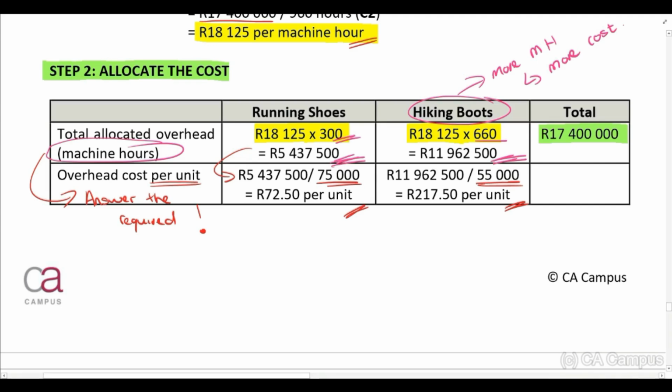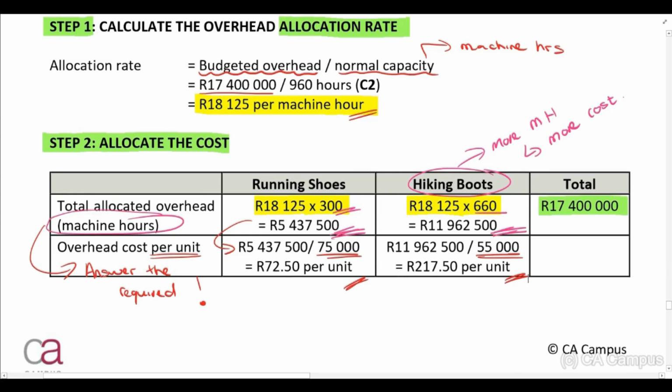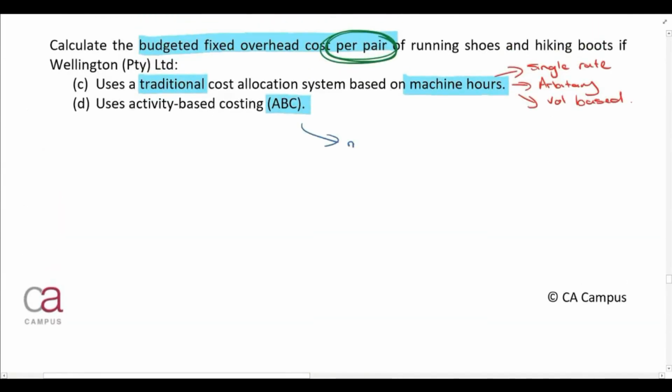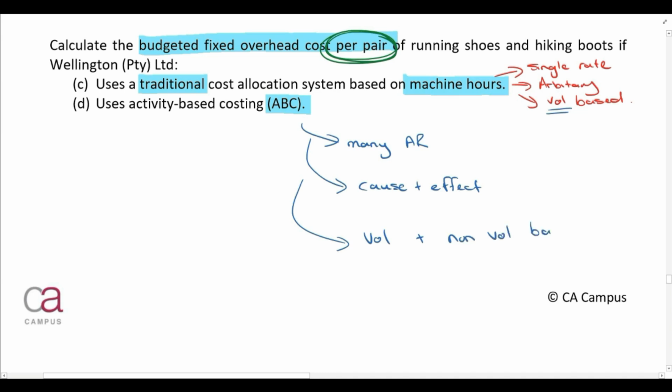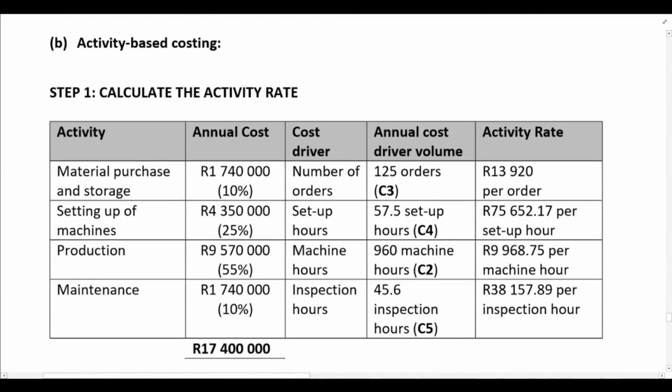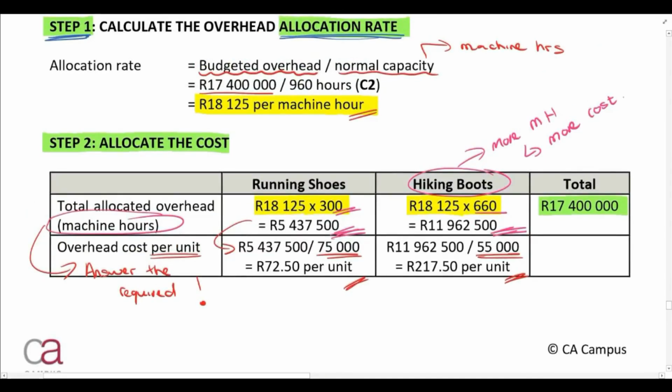Now we're going to do the same thing with activity-based costing, but I want you to see we're doing the same steps. First, instead of just calculating one allocation rate, we are going to calculate many activity rates. It's not arbitrary. We are now going to look for a cause and effect relationship. And further to that, we don't only use volume-based measures, we use volume and non-volume-based measures. But we follow the same steps. First, in step 1, we calculate the activity rate. Exactly the same as I did for traditional costing. The only difference is I won't have a single rate, I'm now going to have many rates.